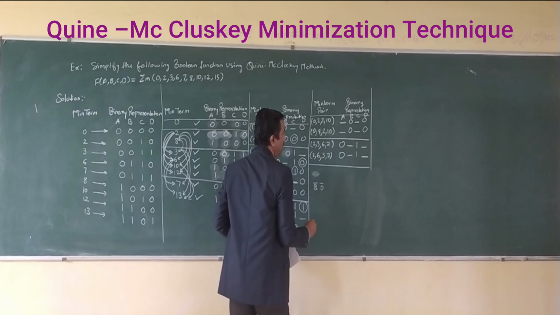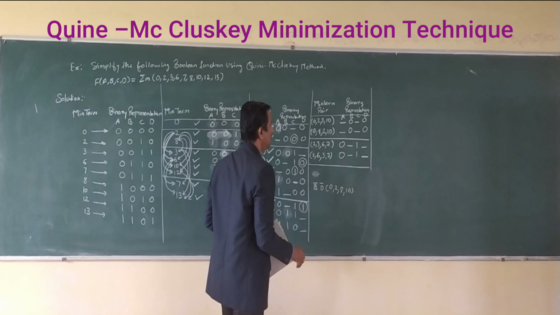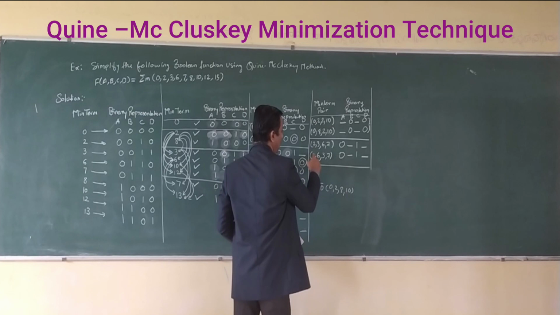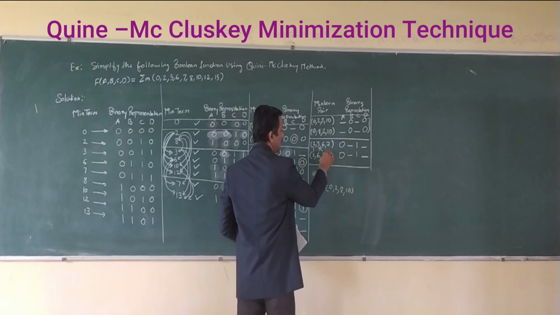What are the terms present here? 0, 2, 8, and 10. Both the pairings have the same min terms, so I can take either of the one. One of the two will be taken. Then come to the next higher order category, 2,3,6,7. Here also you will see 2,6,3,7. All the terms are present. 2 is present, 3 is present, 6 is present and 7 is present. So I can take either of the one.